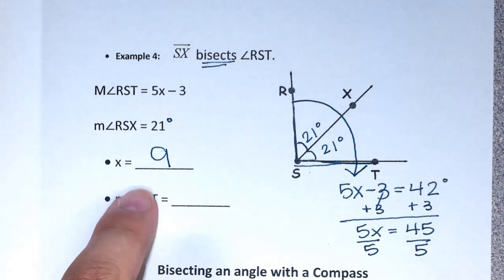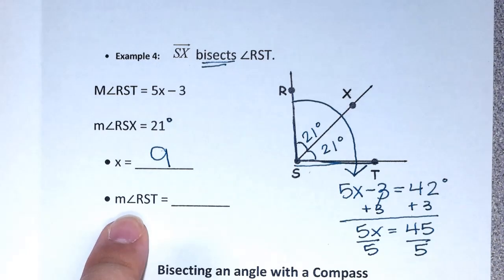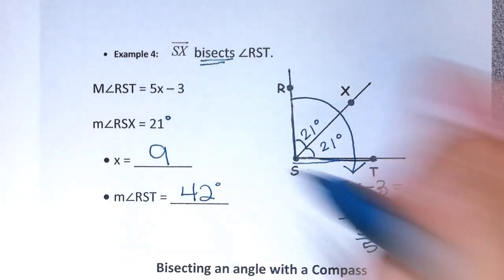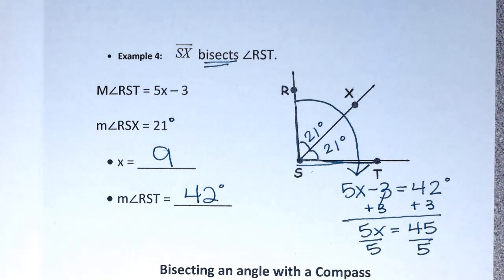Okay, so I'm glad you said that. X does not need degrees. Only the angle needs degrees. What is RST? What's the whole angle? 5x minus 3. But what's the degrees? 42 degrees. Okay? Are you going to see a test question like this? Probably. I would put money on it.